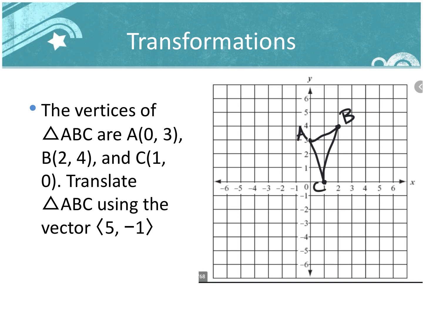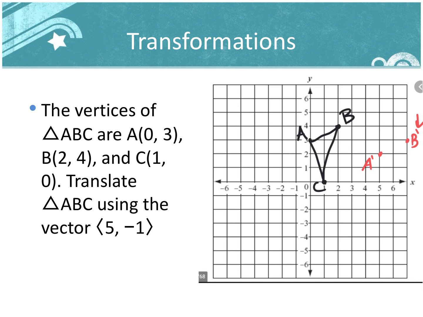They're telling us to use a vector 5, -1, so we're going to have to move 5 to the right and 1 down. So A is going to be 1, 2, 3, 4, 5. A is going to be right here. We're going to call it A prime. B is going to be 1, 2, 3, 4, 5 right here.